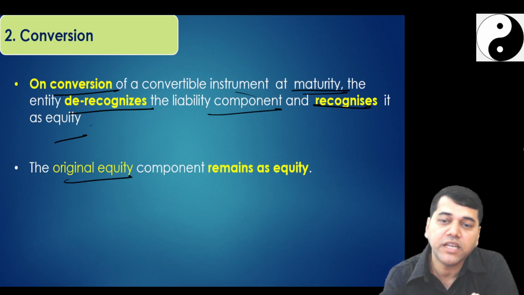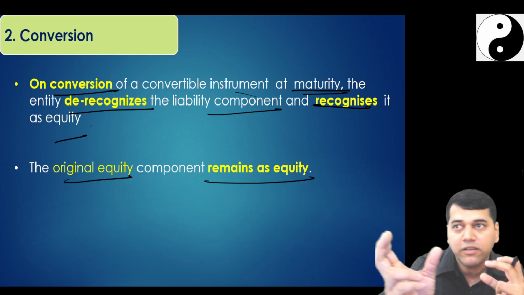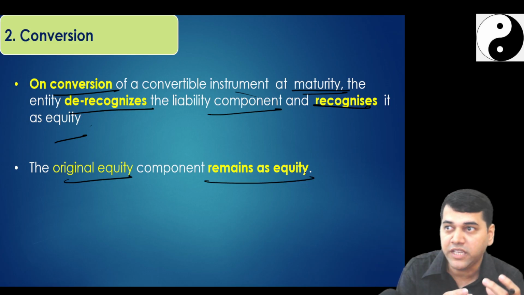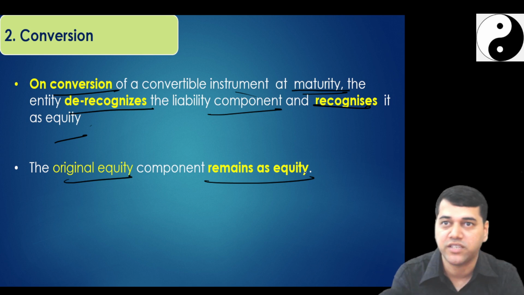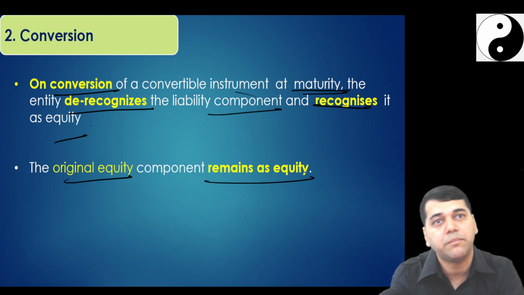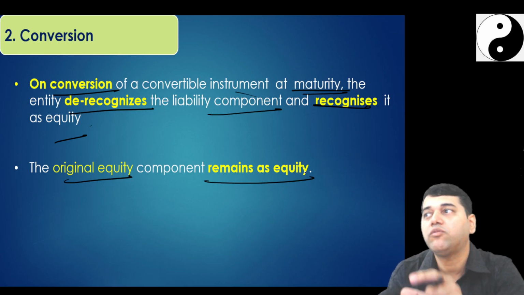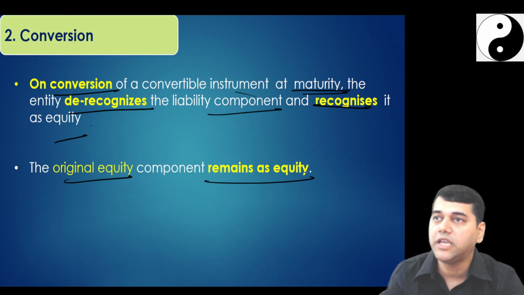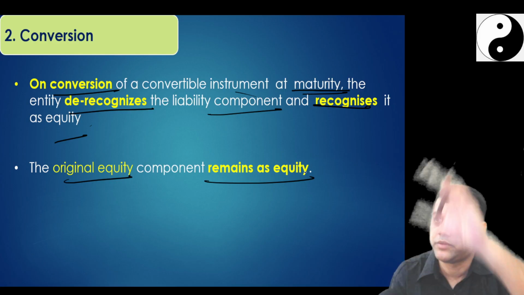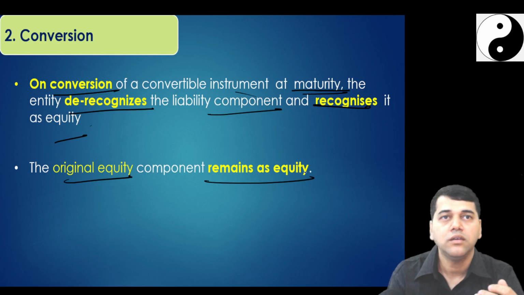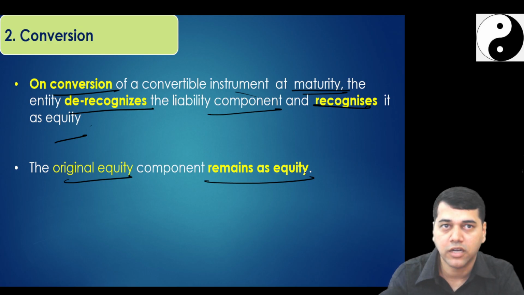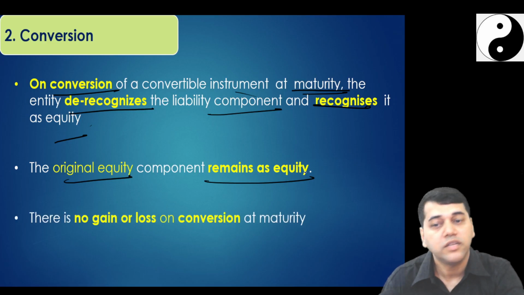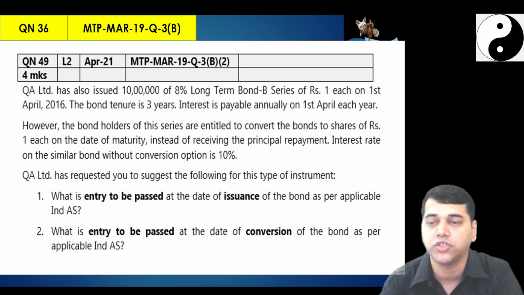Now, the original equity component will remain as equity because on day one you split it. The second portion was in equity. It will remain in equity, but the head may change. Previously the head was equity component of compound financial instrument. Next, equity share capital, but it is in equity only. Understood? There is no gain or loss on conversion. In the previous question, no P&L came. Okay, take out the next question.